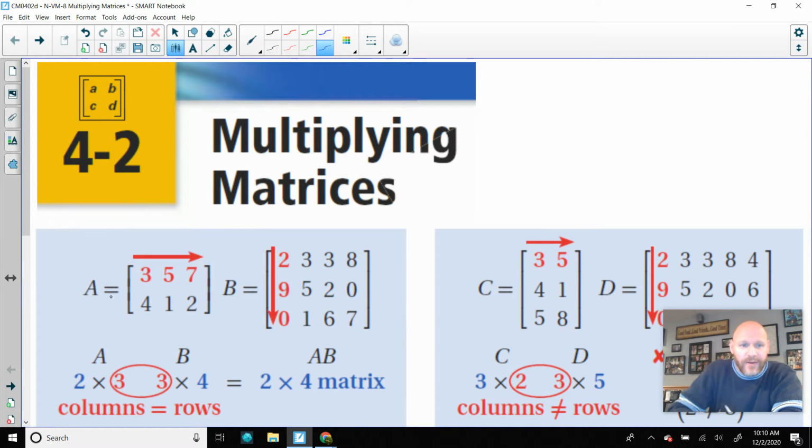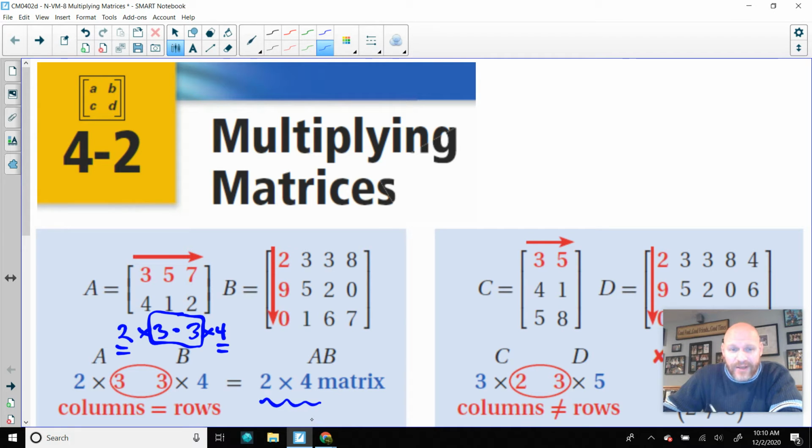Another trick here, if I have a 2 by 3 times a 3 by 4, and the numbers in the middle match, then our answer will be a 2 by 4 matrix. And that will happen every single time.